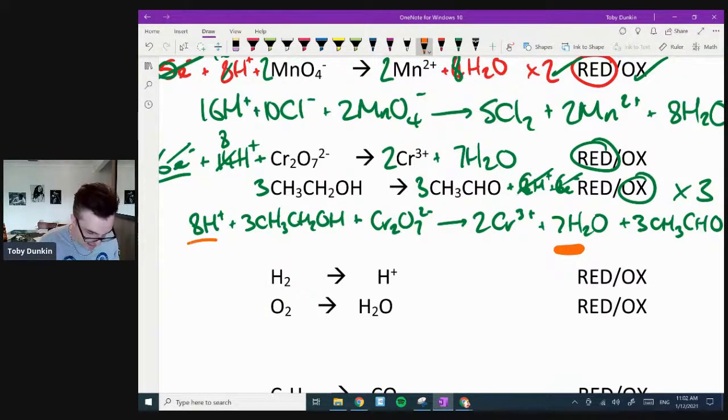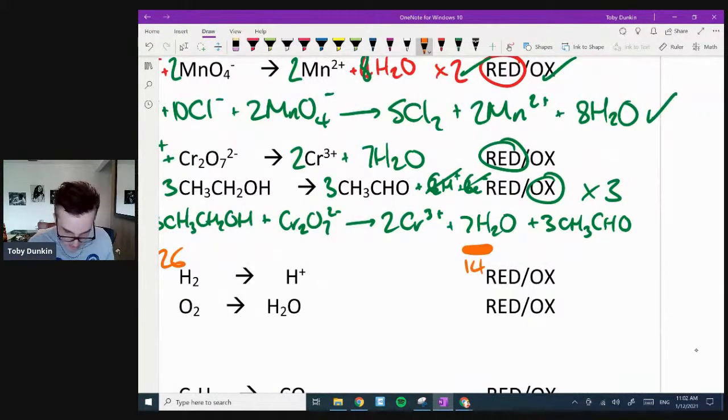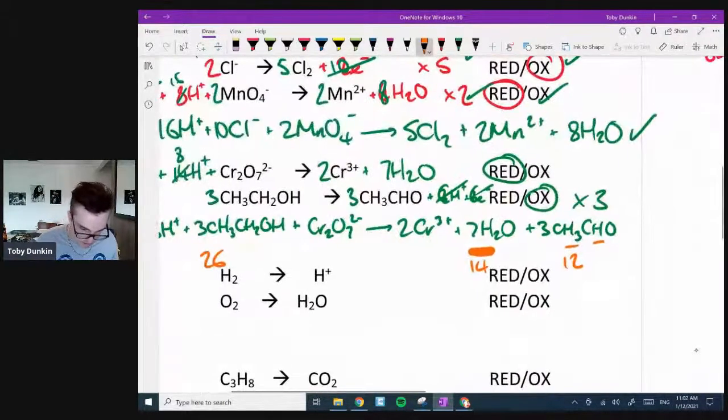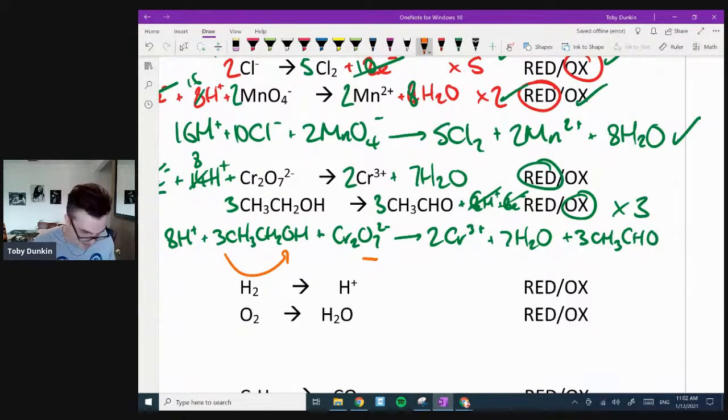So 8 there, and then 6 here times by 3. 6, 12, 18. 18 plus 8 is 26. 26 H's. 14 there, plus 4 times 3, 4, 8, 12, 26. It all adds up. Nice one. So the H's do. Next one, oxygens. 3 plus 7 is 10. So I need 7, 10. I like it. That all adds up.